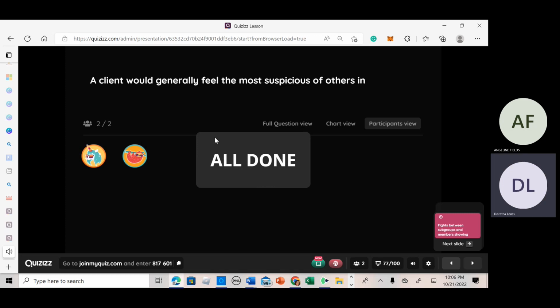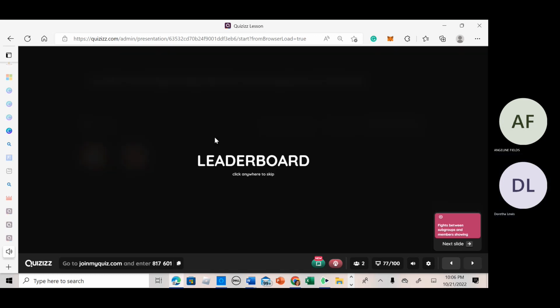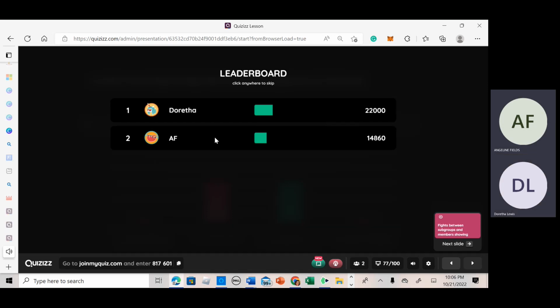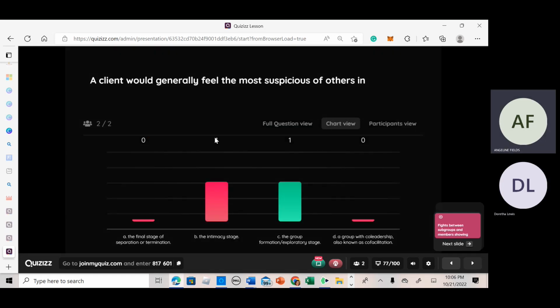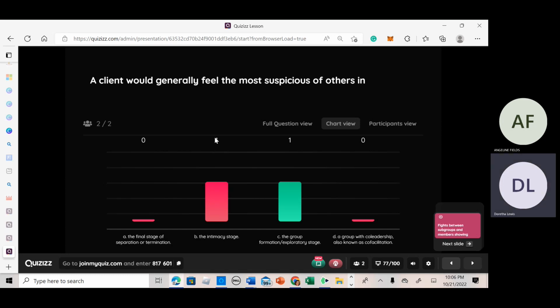I clicked the wrong one, but I was supposed to hit C. A client would generally feel the most suspicious of others in the group formation and exploratory stage. So you have to see what others are gonna do to see if you trust them. So just trying to find that weakness in the group so that you are able to move forward with the group as a whole. Yep. Because you don't know if you can trust an individual within that group first, and you don't know if they trust you as well. So it's true.